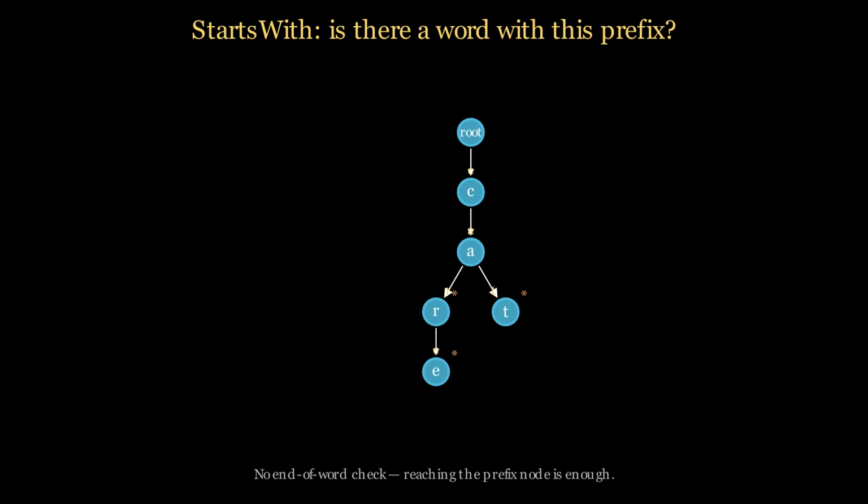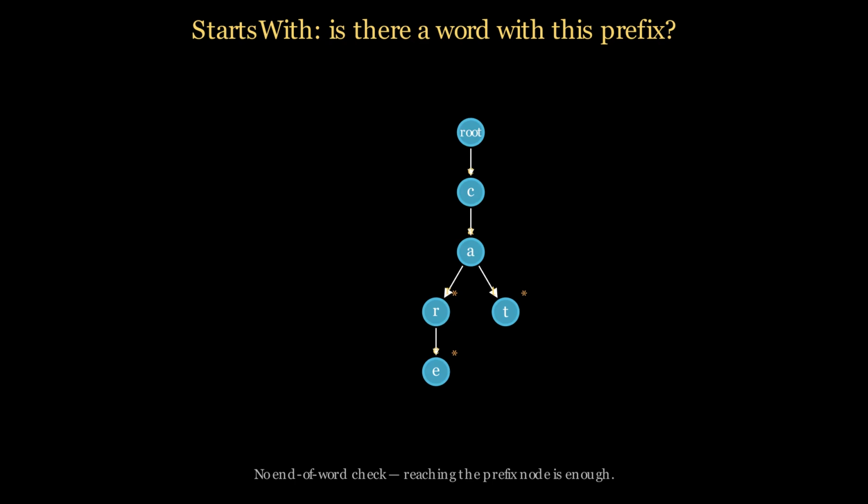Starts with checks whether any stored word has the given prefix. We walk the trie character by character, lighting up each visited node. If we reach the node at the end of the prefix, the answer is true, no end of word check needed. For the prefix CA, we follow C and A and successfully reach a node, so yes. For CO, we follow C but there is no edge for O, so no word has this prefix.